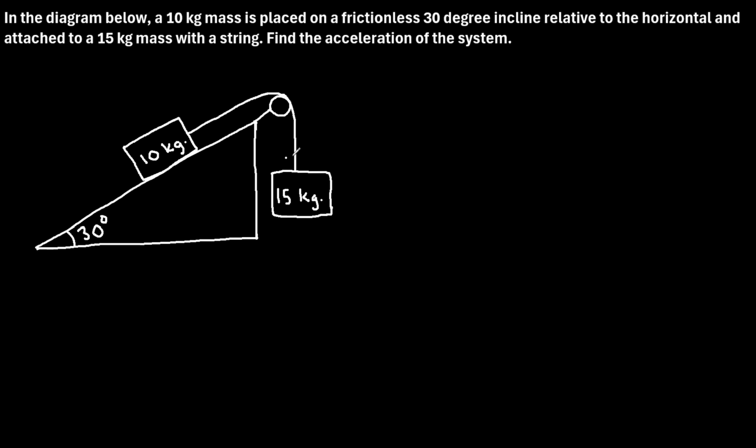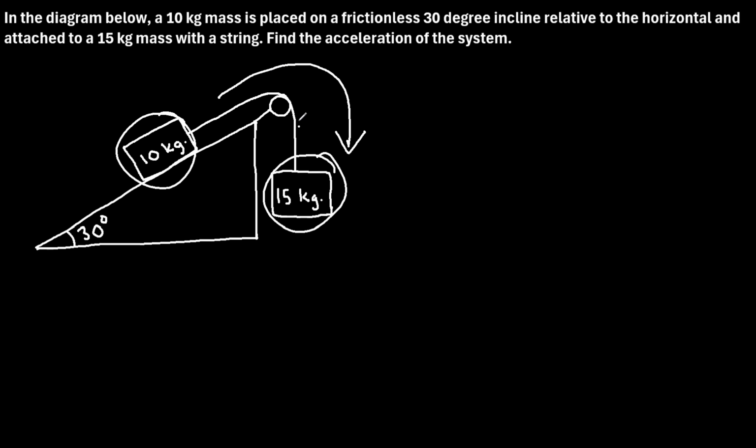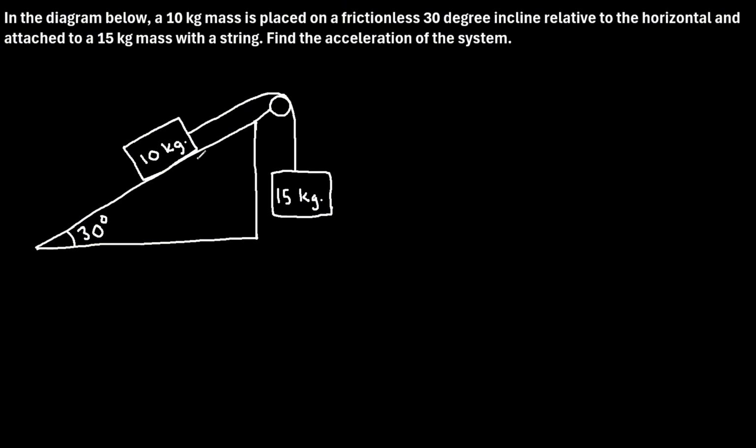So in this type of scenario, because this mass is larger than this mass, I'm going to make the assumption that the acceleration is going to be in this direction. So the larger mass is going to pull the smaller mass up the incline and over the edge ultimately. To find what the acceleration is going to be, we need to identify the forces acting on both this first block and this second block.